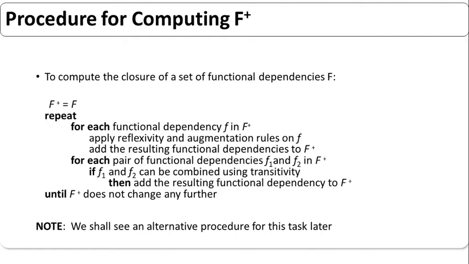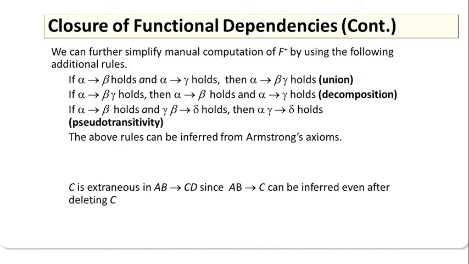We shall see an alternative procedure for this task, like a closure of functional dependency. We can further simplify the manual computation of F plus by using the following rules. One is union. Union says that if alpha determines beta holds and alpha determines gamma holds, then alpha determines beta gamma holds. Then decomposition: if alpha determines beta gamma holds, then alpha determines beta holds as well as alpha determines gamma holds.